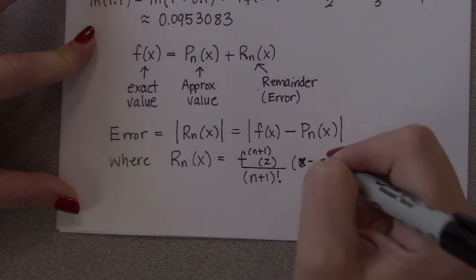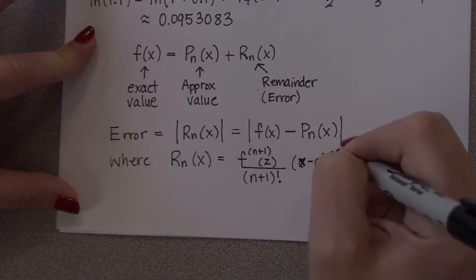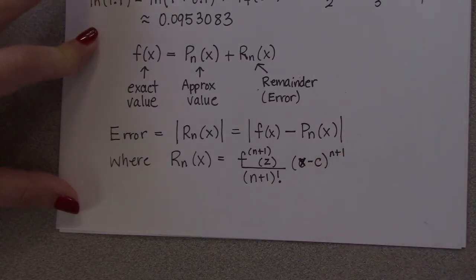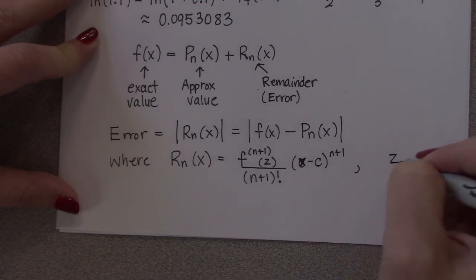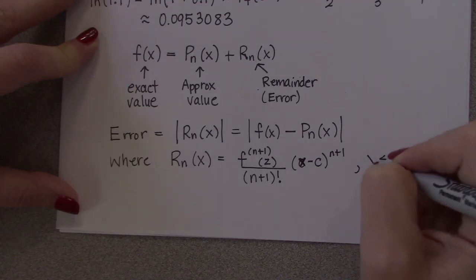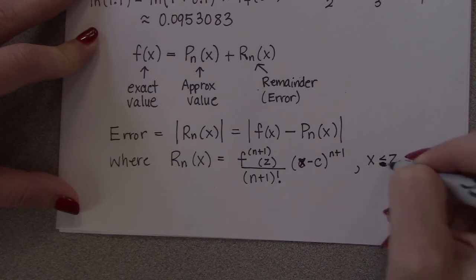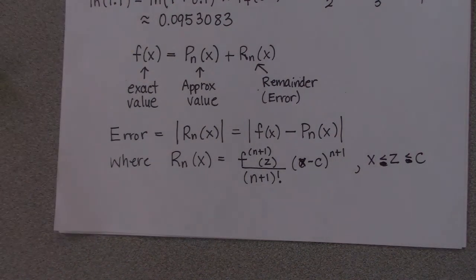Oops, this should be an x. Oh, I don't think it's supposed to be equal. It's just supposed to be between. So what we can do is, if you look at this, this looks like the n plus 1 term of our polynomial, right? Because it says take the n plus 1 derivative, evaluate it at some value, put it over n plus 1 factorial, and then we know in the polynomial we would then multiply it by this term.